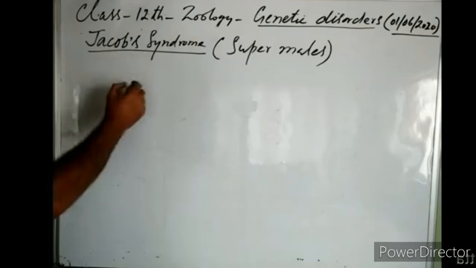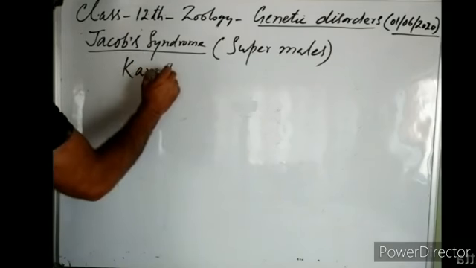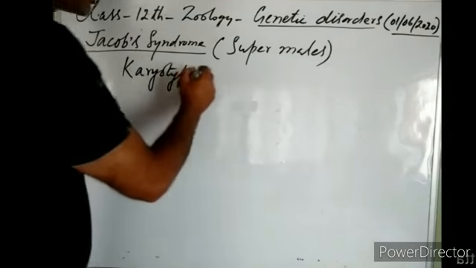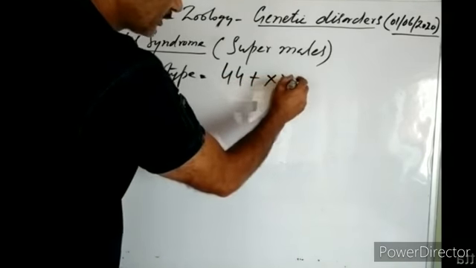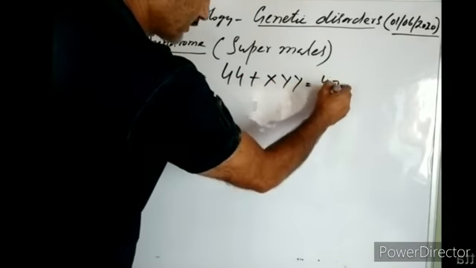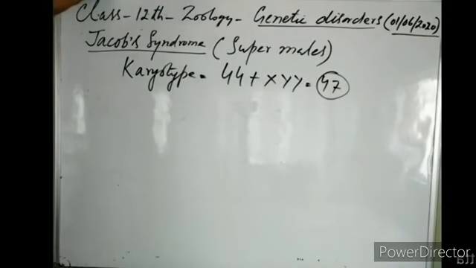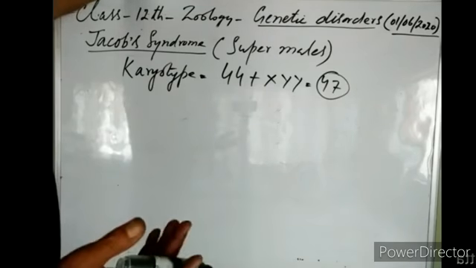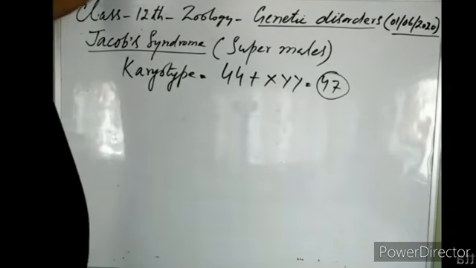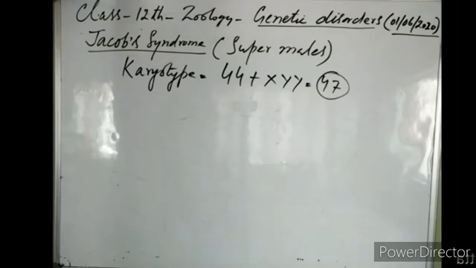So this Jacobs syndrome is characterized by a karyotype of 44 plus XYY, 47. So they have a supernumerary Y chromosome, an extra Y chromosome. How does this condition arise? Again, due to meiotic non-disjunction. The chromosomes do not separate at meiosis, or sometimes the chromosome duplicates during or after meiosis, right? That may give rise to this karyotype.